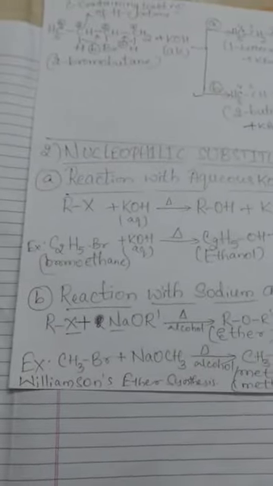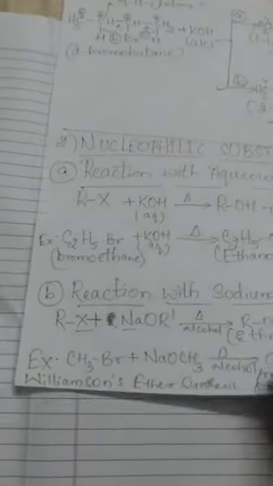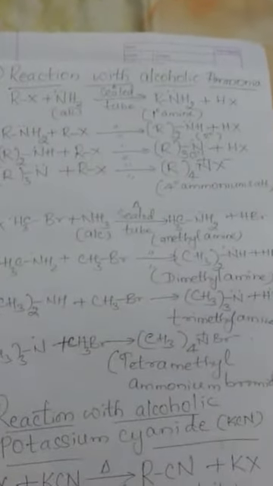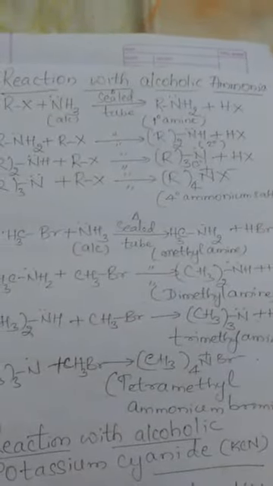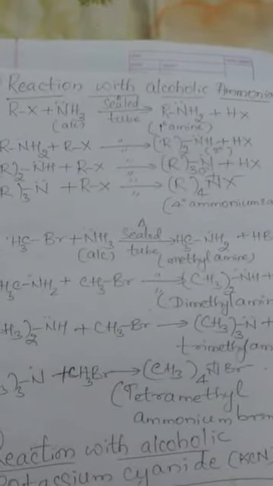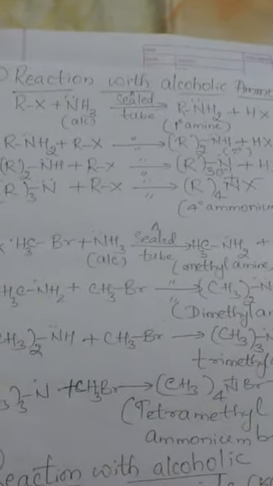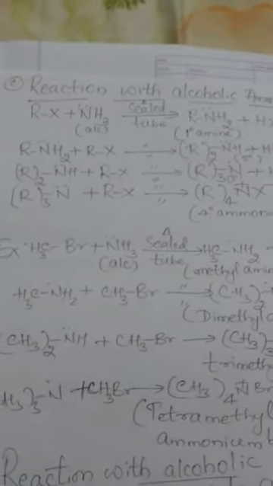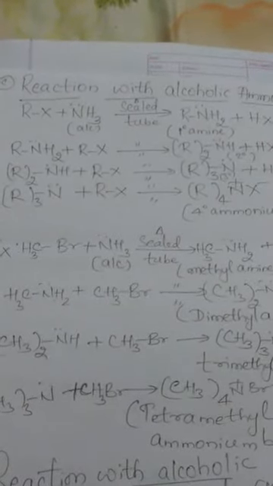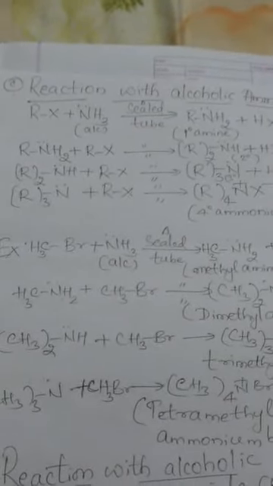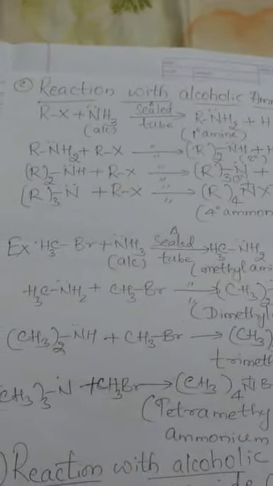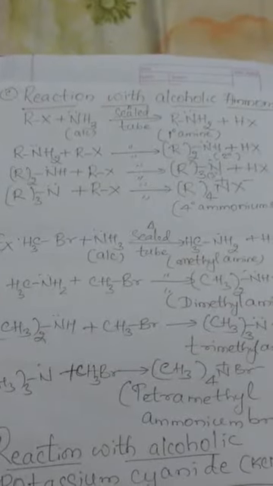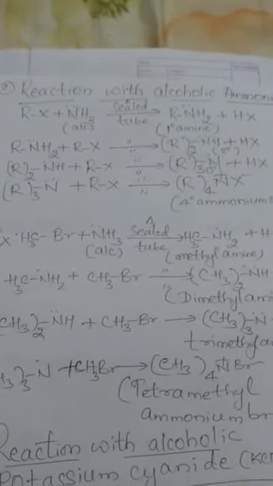Now coming to the next nucleophilic substitution reaction, that is reaction with alcoholic ammonia. As you all know, ammonia is a gas. If you pass it into alcohol, you will get an alcoholic solution of ammonia. Its formula is NH3. It contains 3 replaceable hydrogen atoms. Now alkyl halides react with alcoholic ammonia. The reaction is carried out in a sealed tube. NH2 minus nucleophile replaces X minus nucleophile to give the corresponding products called primary amines, having the general formula RNH2.